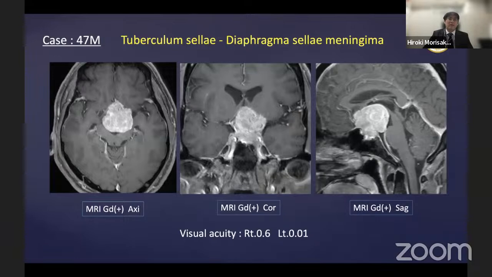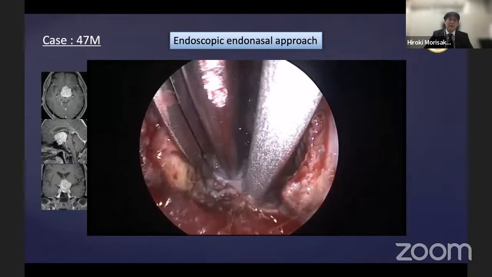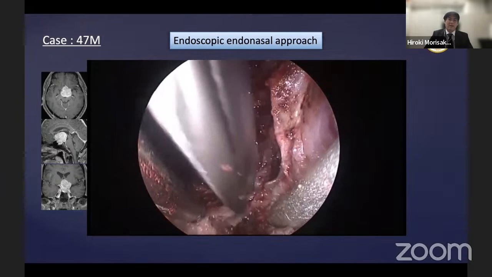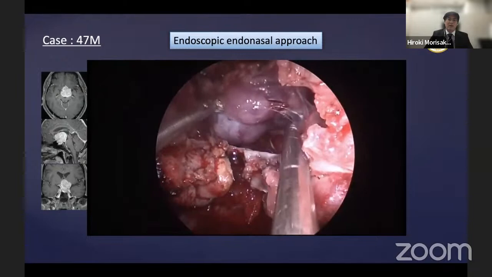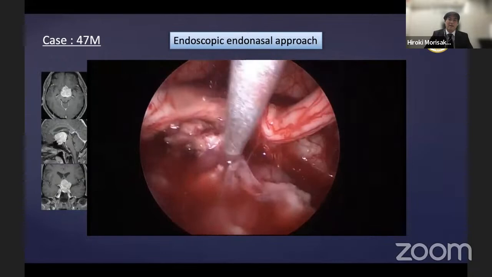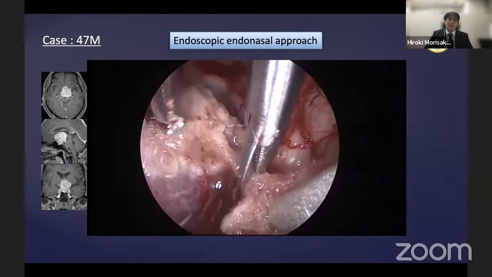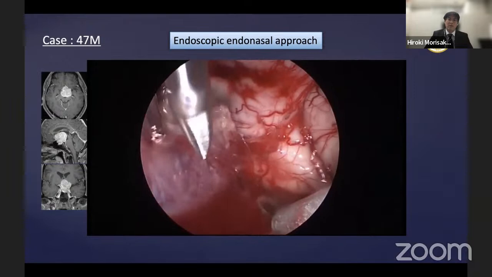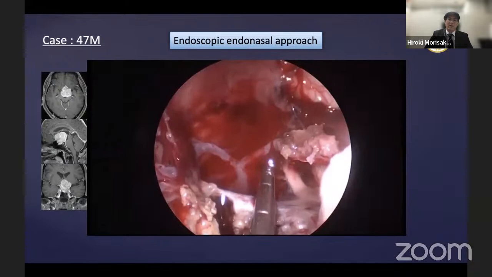This is a relatively large tuberculum sellae, diaphragma sellae meningioma. This patient severely deteriorated in left side visual acuity, and the right side visual acuity is 0.6. So we also selected the endoscopic endonasal approach. After cutting the diaphragma, the tumor was completely detached. After that, the tumor was dissected from the optic nerve, and the tumor tightly adhered to the left side posterior communicating artery. That part we intentionally left, but the other part we could remove in this case.